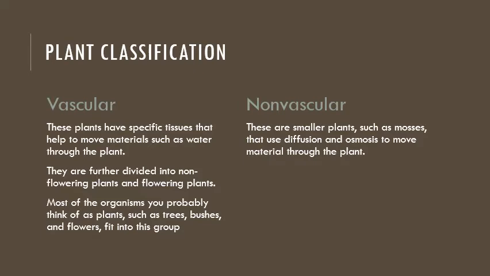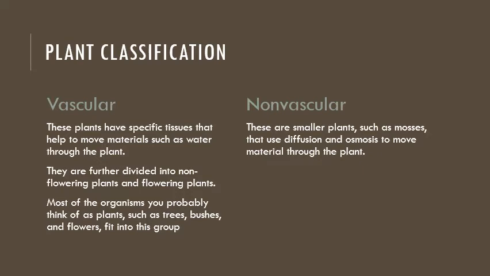That's part of your vascular system. It's how blood gets transported around your body. So vascular plants have a specific tissue that helps move materials such as water and nutrients through the plant. So kind of like little tubes through the plant.